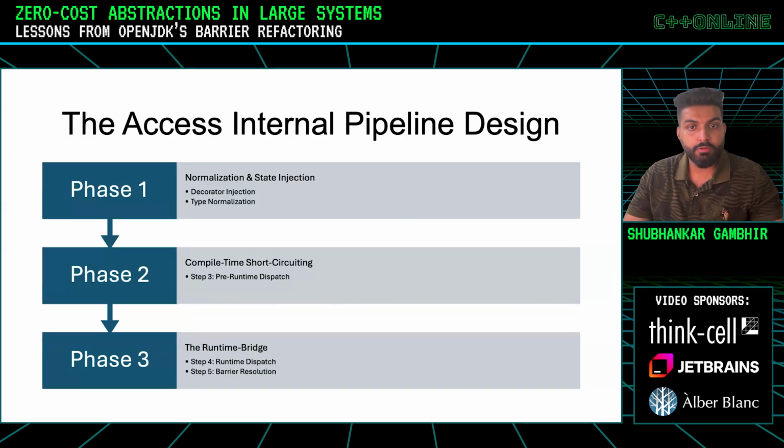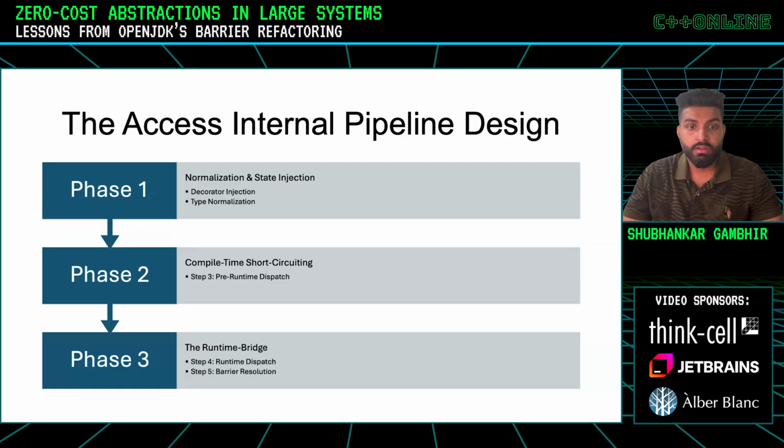Here is the architectural roadmap of the pipeline. It's designed as a funnel and it operates in 3 distinct phases. Phase 1 is 2 steps. It is all about normalization and state injection. The compiler is gathering data. It looks at your inputs, strips away C++ type noise to stop template bloat, and injects internal state tags so the backend knows what it's dealing with.